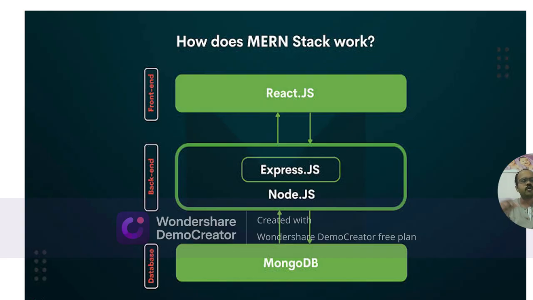After filling in all the details in the form in the user interface, when we click on the submit button, the data goes to the back end. In the back end, it is stored in MongoDB, the database. React.js is the front end, Node.js is the back end, and MongoDB is the database. This diagram shows how they interact with each other.